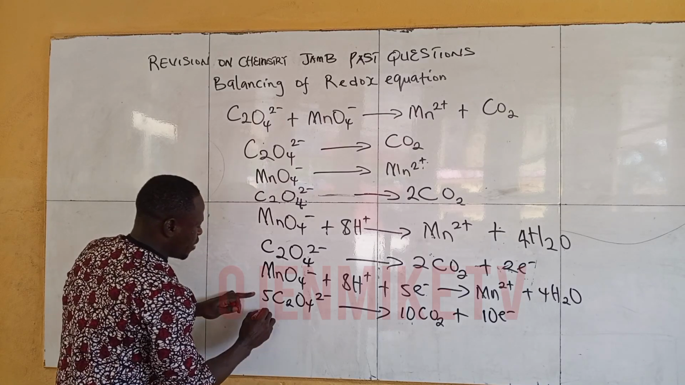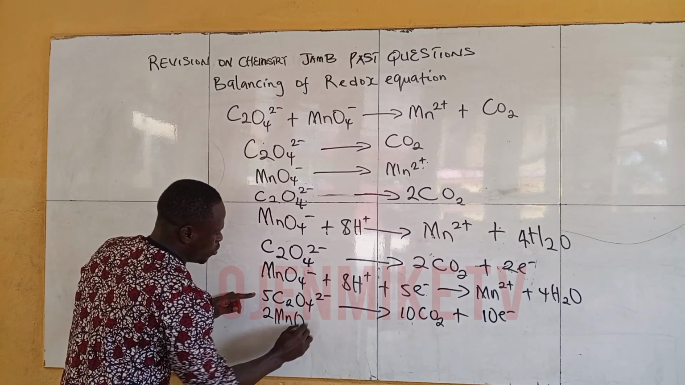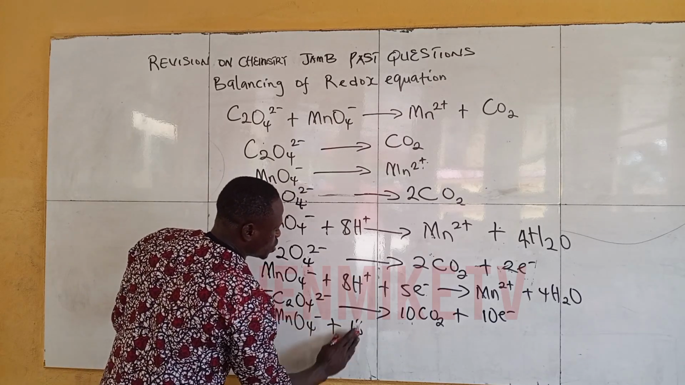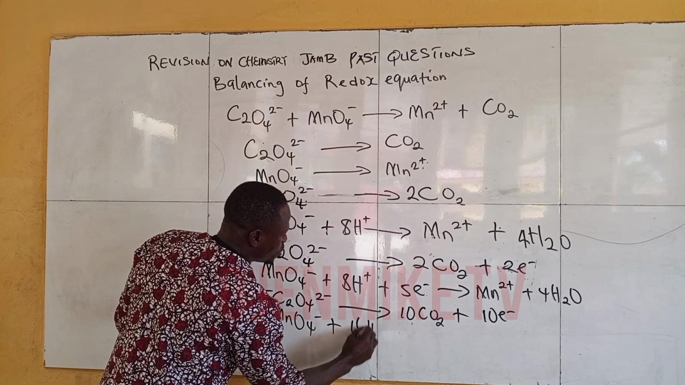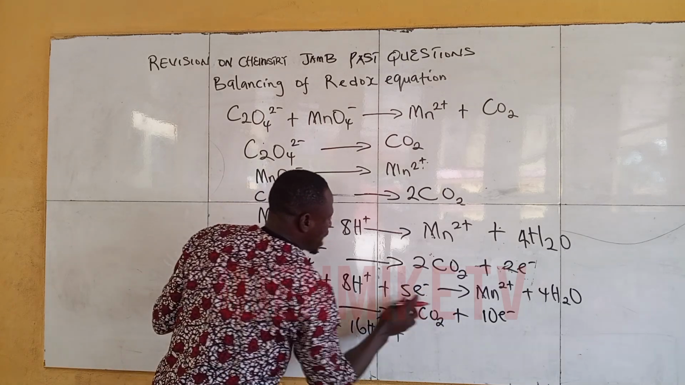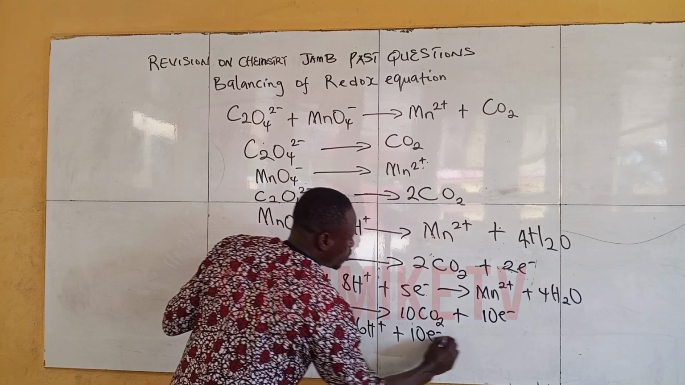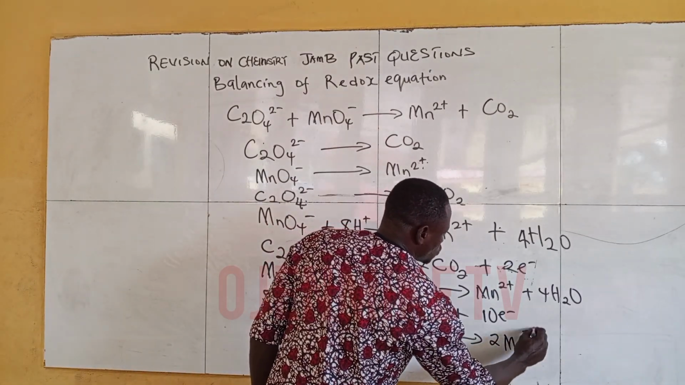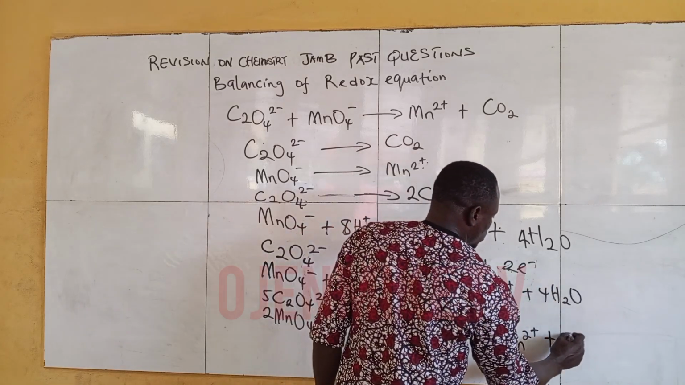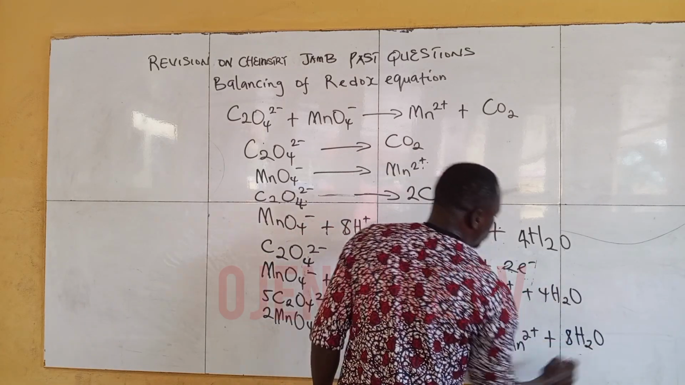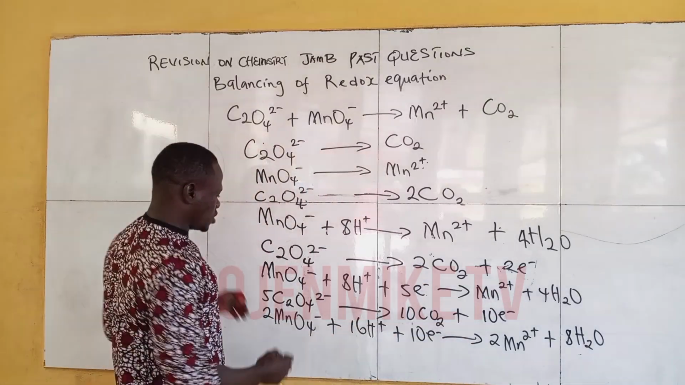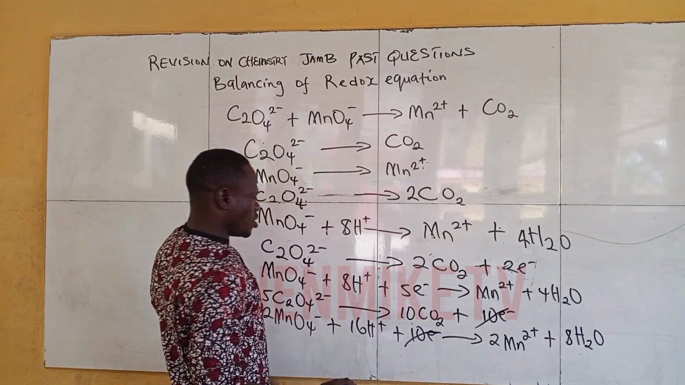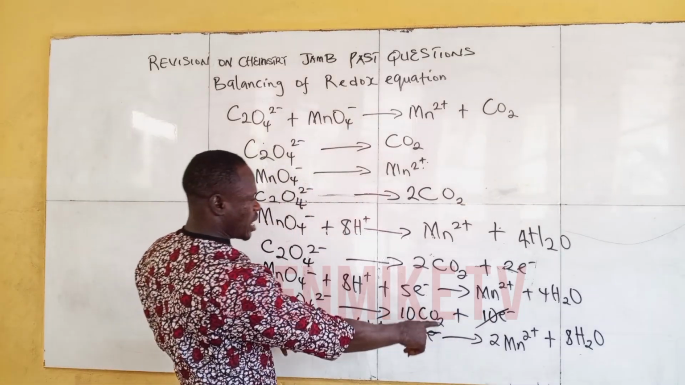We multiply this equation by 2. So we have 2MnO4 minus plus 2 times 8, which gives us 16H plus, plus 2 times 5, which gives us 10 electrons, giving 2Mn2 plus plus 2 times 4, which gives us 8H2O. So we have to cancel the species with a similar charge. So we cancel the 10 electrons here. Cancel here. Where else do we have? We don't have any other similarity.